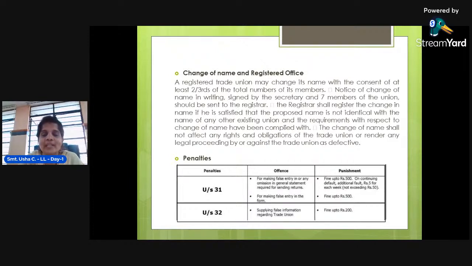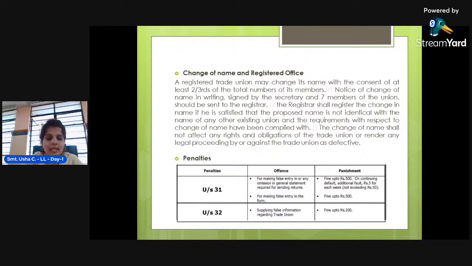If they fail, or if they mention any false information in the general statement, then a fine of up to 500 rupees is imposed. If the default continues, an additional fine of rupees 5 for each week, not exceeding rupees 50, will be imposed. And for making a false entry in the prescribed form sent to the registrar, a fine of up to 500 rupees will be imposed.